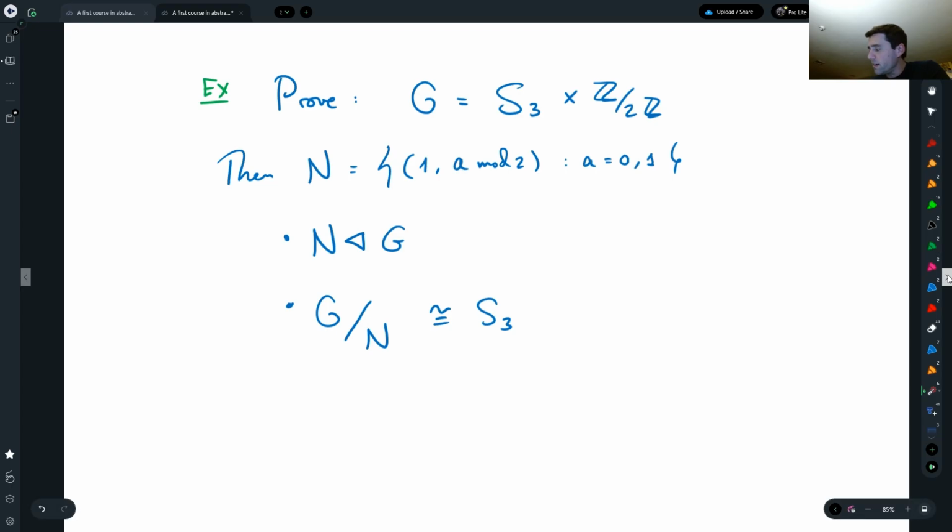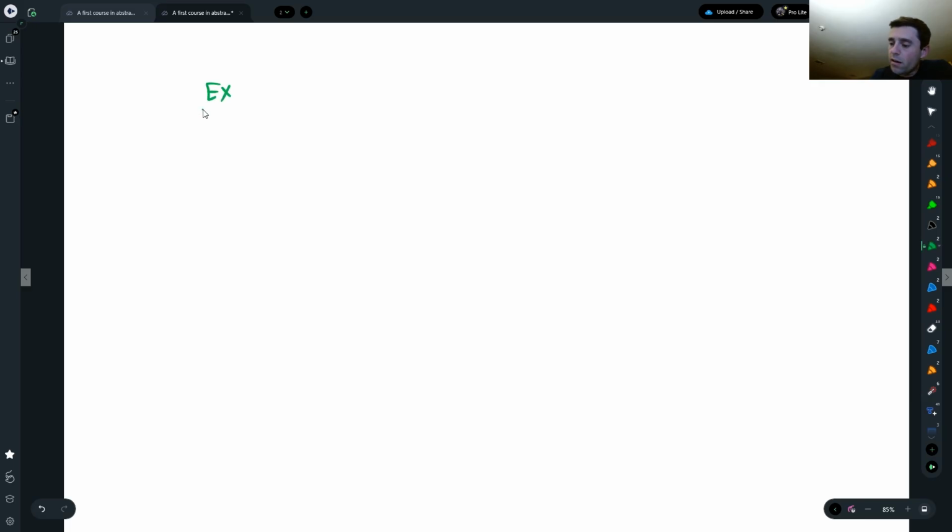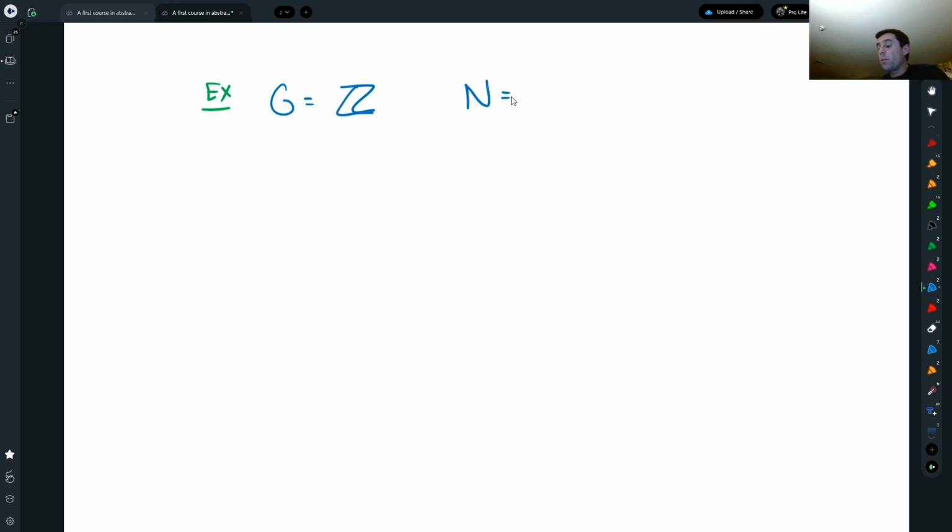Now, the last example I want to give you today is the following. So let's start with G being the integers. We can do quotients of infinite groups also. And this is an infinite group, but it's abelian. So any subgroup, remember that we proved that the subgroups of a cyclic group are cyclic, and the subgroups of the integers are generated by one element. So nZ is a subgroup, and is normal in G.